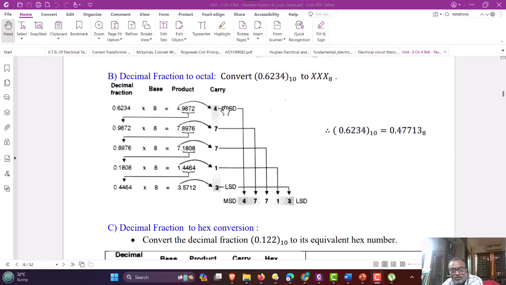We have noted the carry from the first multiplication, that is 4, and the carry from the last multiplication, that is 3. The last carry is noted as the LSD and the first carry digit is noted as the MSD, as shown. Therefore the decimal portion 0.6234 is converted to the fractional part in octal as 0.47713.